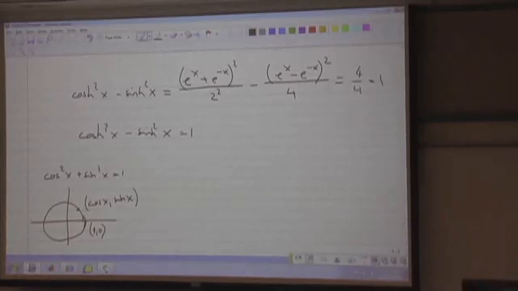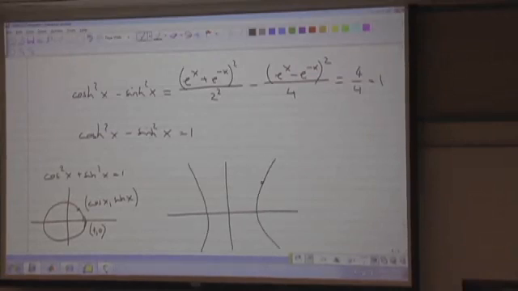Okay, now, the reason why we call them hyperbolic trigonometric functions is because any point here will have coordinates cosh of x and sinh of x.